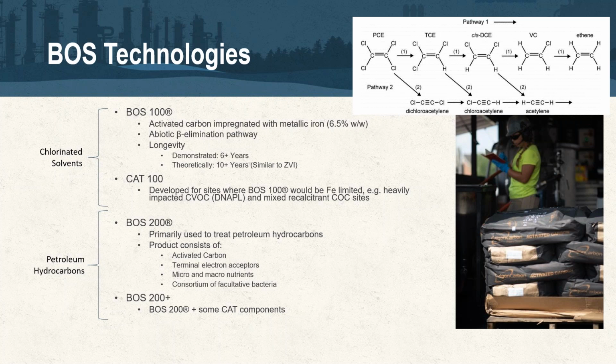CAT 100 is a slight variation. It takes BOSS 100 and we add an electron donor, we add some other components, we add some bacteria. And so it's a combined treatment: you get that same abiotic transfer, but then you also get some classic ERD type reactions as well.